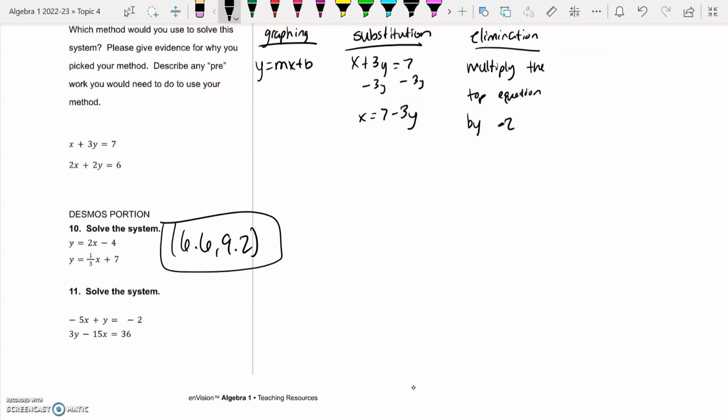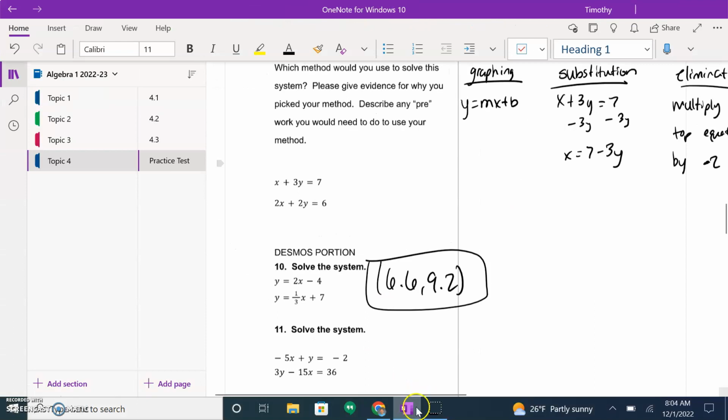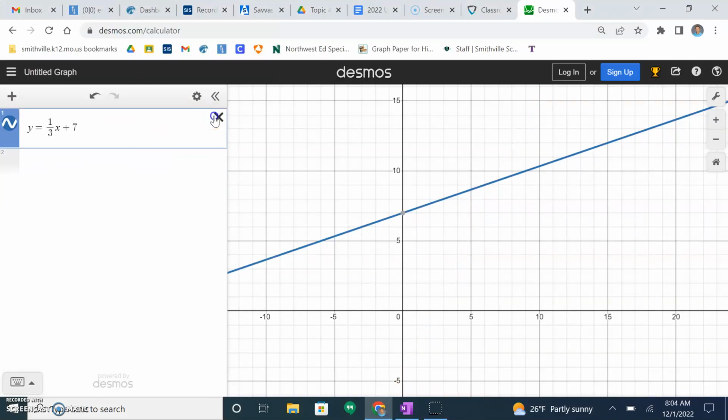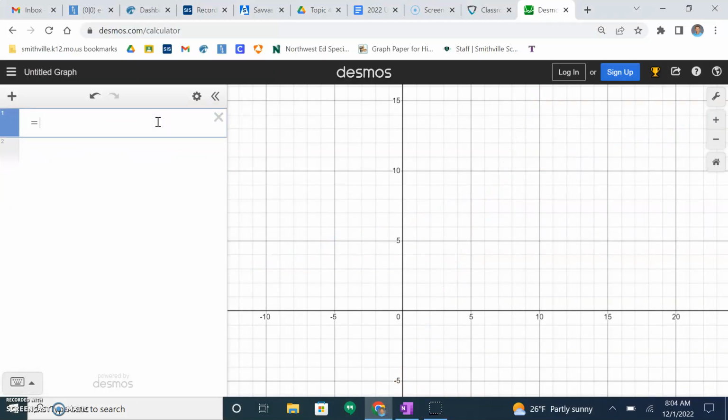Okay, number 11, it's also Desmos. We're going to just graph it. Nice thing about Desmos is you don't have to convert it to slope-intercept form before you graph it. It does all that work for you. So we're going to go back to this. We're going to type in our two new equations.